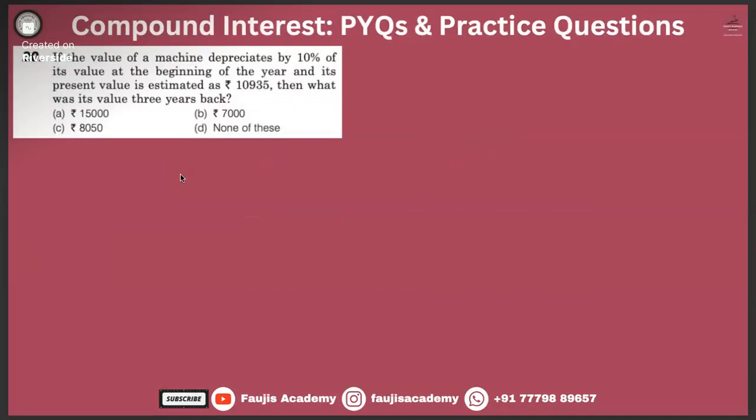If the value of a machine depreciates by 10% of its value at the beginning of the year and its present value is estimated at 10935, then what was the value 3 years back? What options can we eliminate by looking at it? B and C, obviously, because 3 years back the value of the machine would have been more, since it only decreases to become something like 10935.